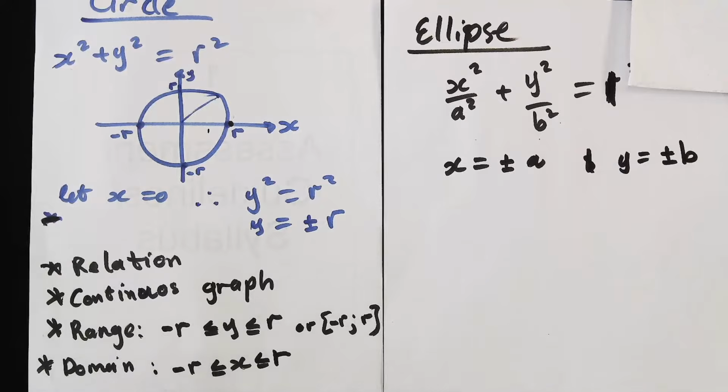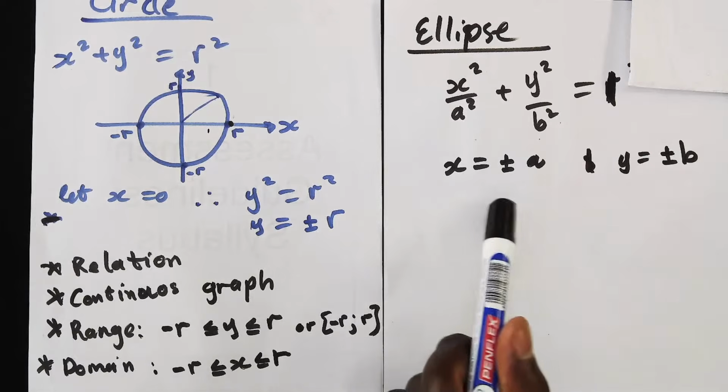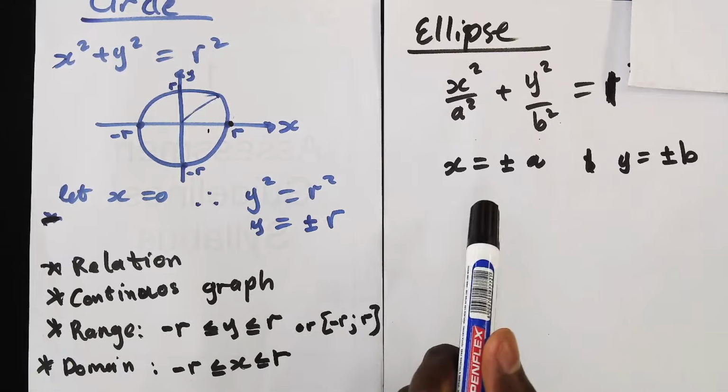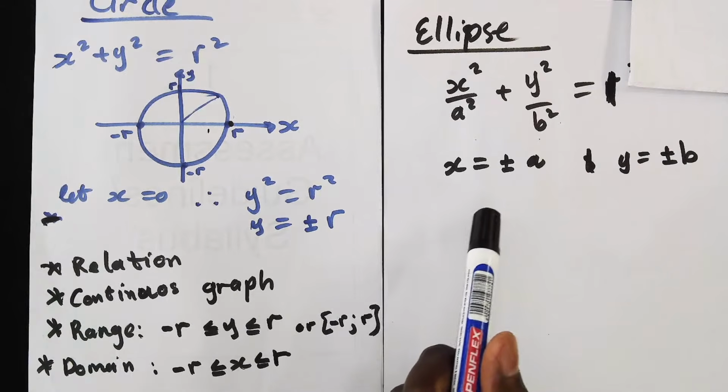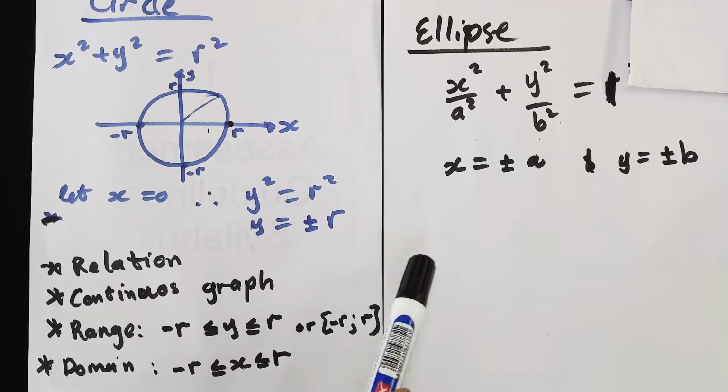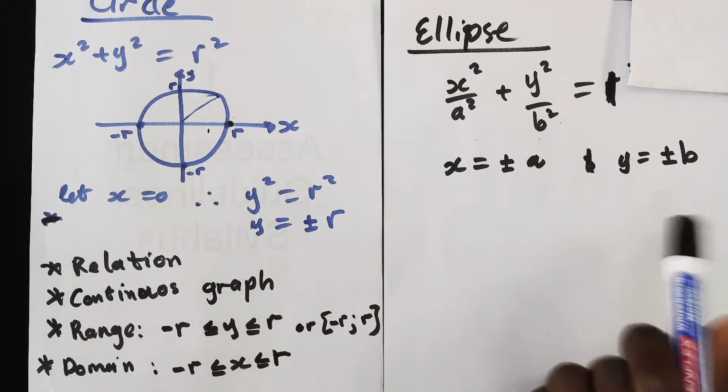So when you use an intercept method, letting x equals to 0 and then y equals to 0, the coordinates will be a is to 0 or minus a is to 0. The other one would be 0 is to b or 0 is to minus b.